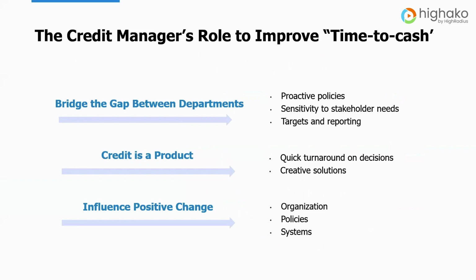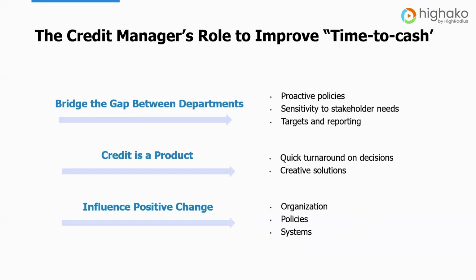There's really three areas. One is bridging the gap between the different departments, the different stakeholders that we've outlined in this cycle. Treating credit as a product, which it really is. We'll get into that in a moment. And then being an influencer of positive change when there's need to make improvements and better coordinate the different operations in the company. So first of all, bridging the gap between departments.